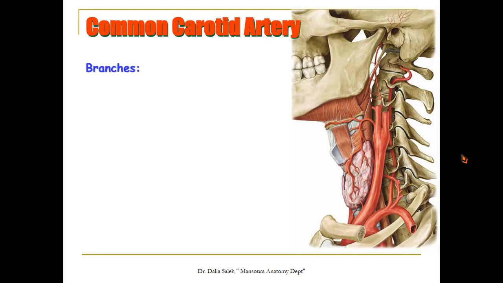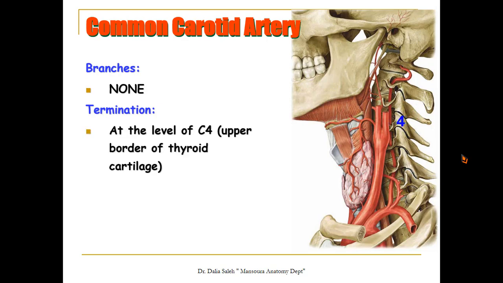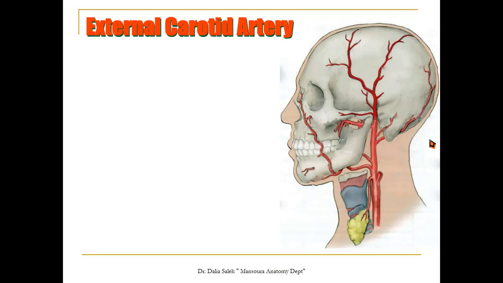The common carotid artery does not give any branches in the neck. It just terminates at the level of C4 or roughly at the upper border of the thyroid cartilage into two terminal branches, external and internal carotids. For the external carotid artery, as its name tells, it is external. This means that it will supply structures outside the cranial cavity. So it will supply structures in the neck and also structures outside the skull.